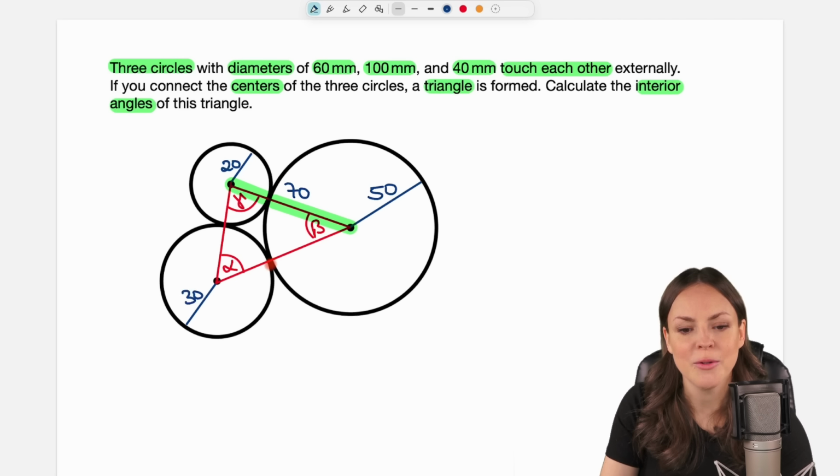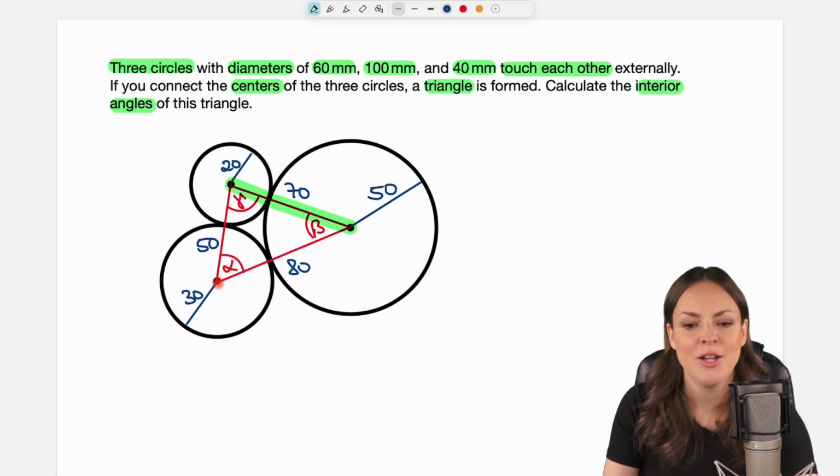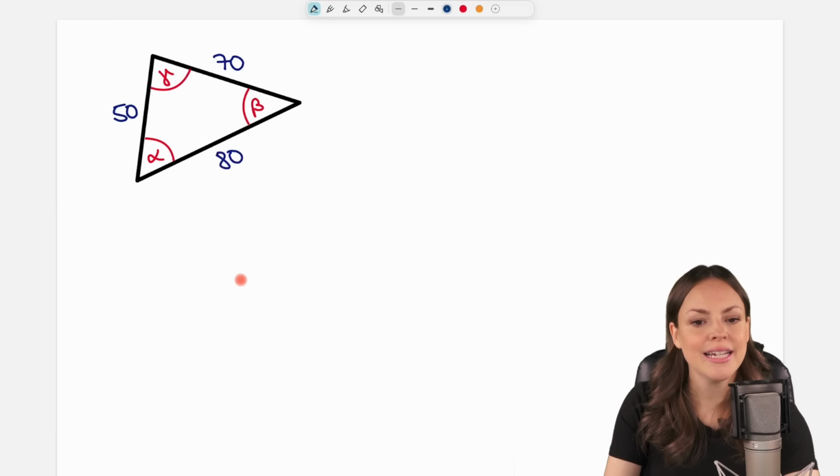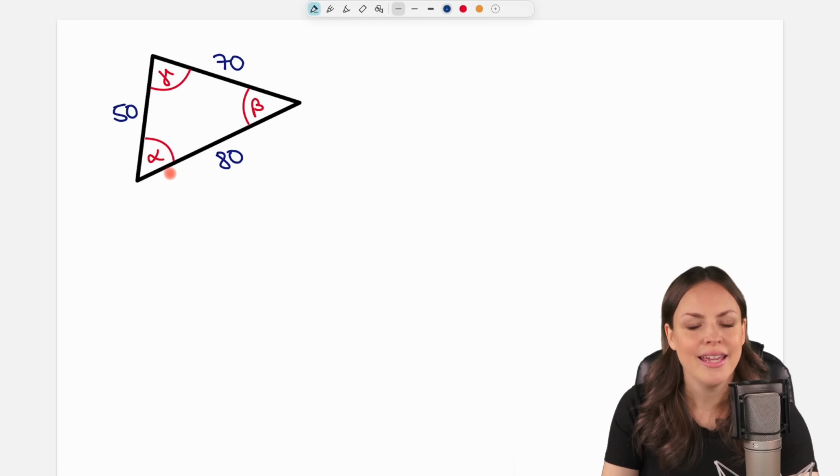And the same thing with the other sides. We have 50 here, 30 here, so in total we have 80 for this side. And here we have 20 plus 30, which gives us 50 for this last side. So my triangle looks like this now. And we're still interested in the angles.